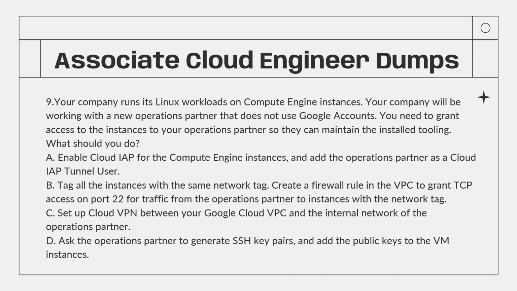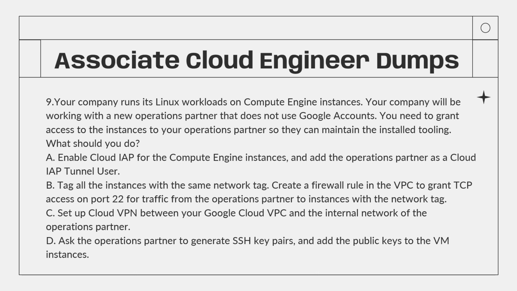9. Your company runs its Linux workloads on Compute Engine instances. Your company will be working with a new operations partner that does not use Google accounts. You need to grant access to the instances to your operations partner so they can maintain the installed tooling. What should you do? A. Enable Cloud IAP for the Compute Engine instances, and add the operations partner as a Cloud IAP tunnel user.